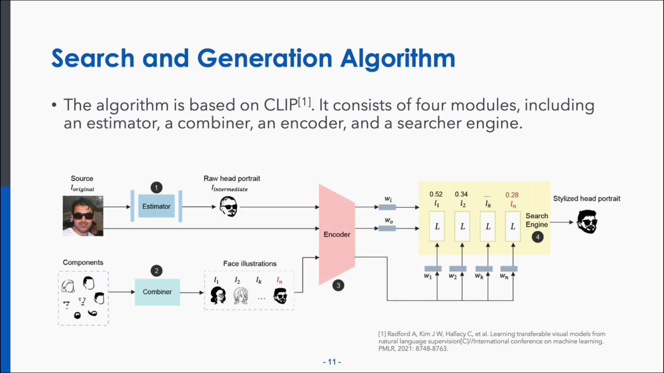Given a face photo uploaded by the user, the objective of the algorithm is to combine the content of the source with the artistic style of OpenPeeps illustrations. We designed an algorithm that is composed of 4 modules: an estimator, a combiner, an encoder, and a searcher engine.